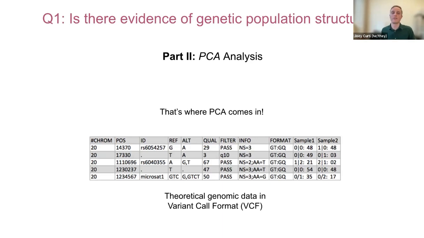PCA is a way of reducing the dimensionality of your data. So basically it takes all those different columns and all those different rows and compresses them down into a smaller number of data so that it's easier to visualize. For the purposes of this talk, that's probably what we need to take away from that. So it helps us visualize our data by compressing it.